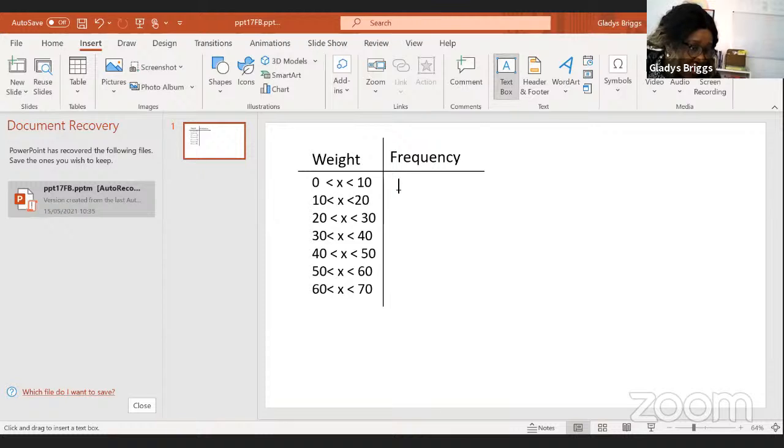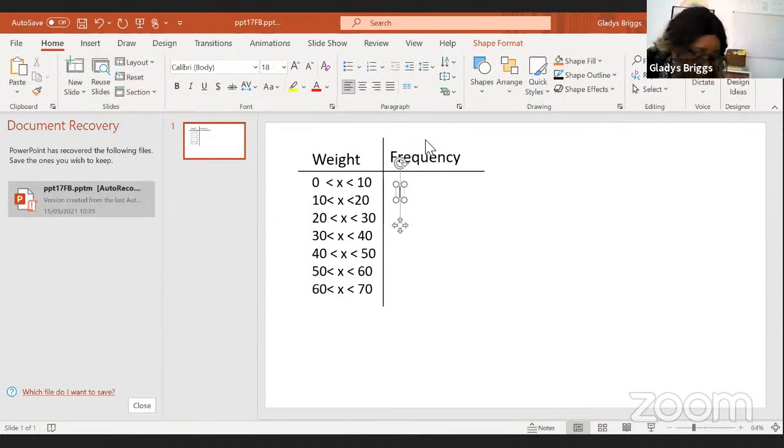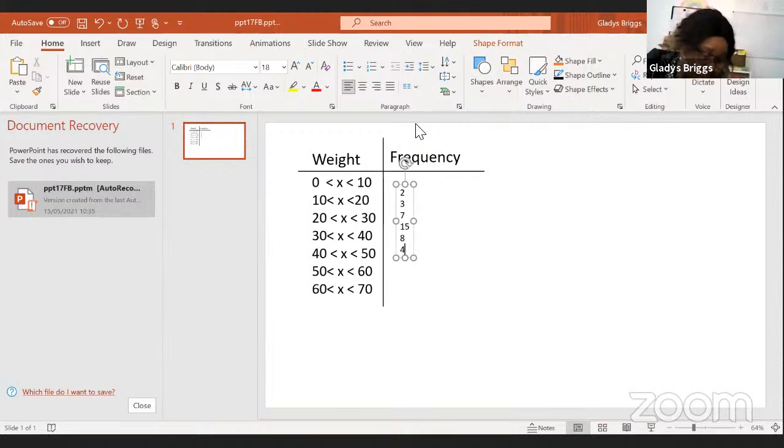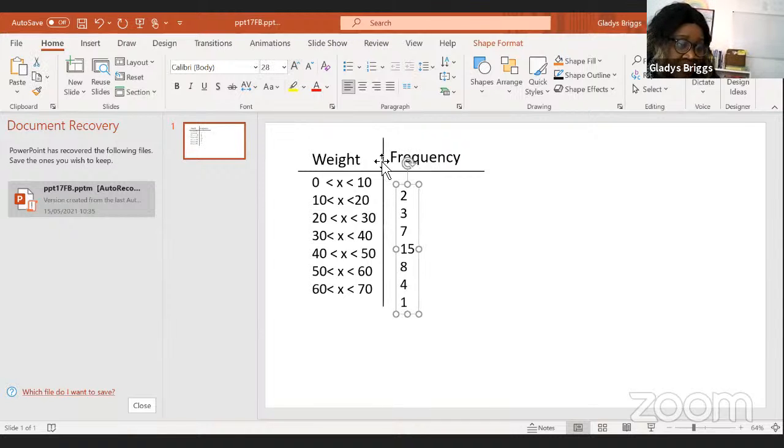Text box. This was 2, 3, 7, 12, 15, 8, 4, 1. Thank you. 8, 4, 1. So I'm going to increase that now. Is it okay now? Yep.